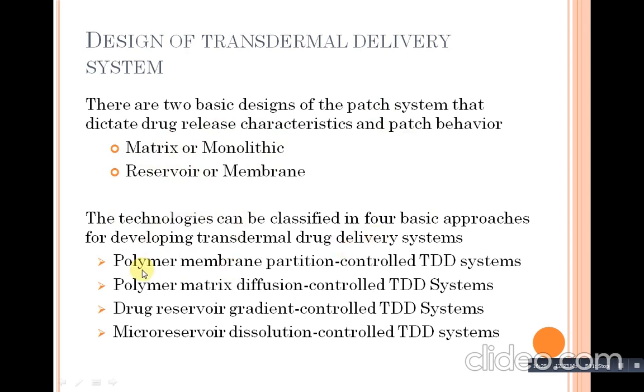But out of that, there are four basic approaches for developing transdermal drug delivery systems. That is the polymer membrane partition controlled transdermal drug delivery system, also called the reservoir drug delivery system. Then the polymer matrix diffusion controlled transdermal drug delivery system, which is a type of matrix system. The drug reservoir gradient controlled system means this approach contains more than two layers of drug in polymer, so the drug will release gradually. The fourth type is micro reservoir dissolution control, which is a combination of matrix system and reservoir system.